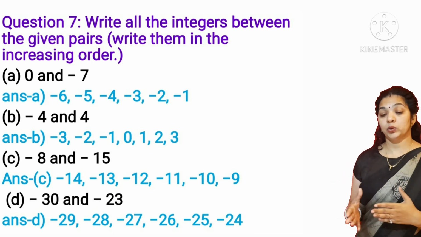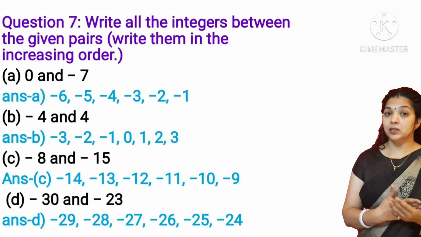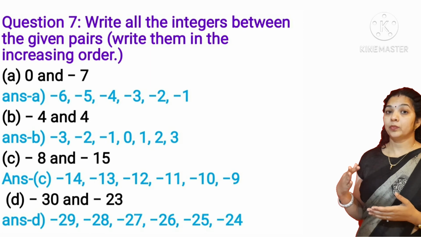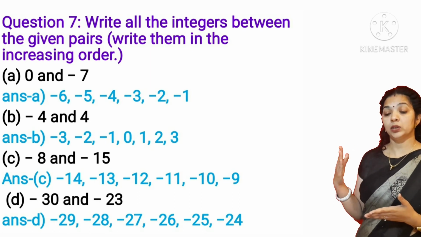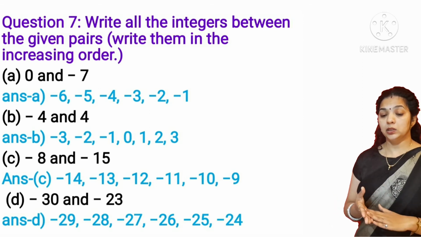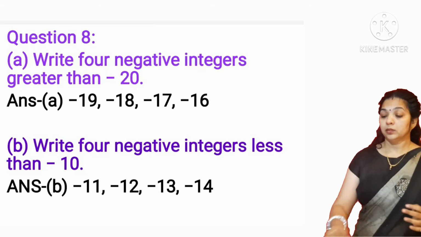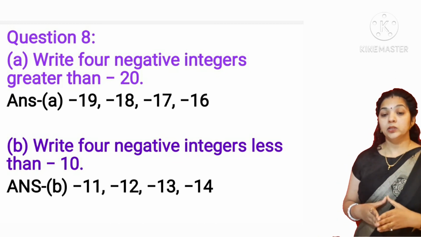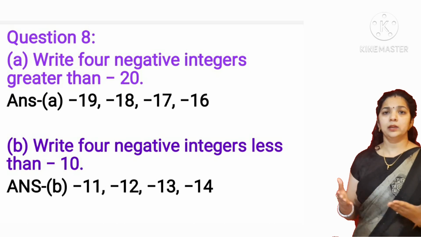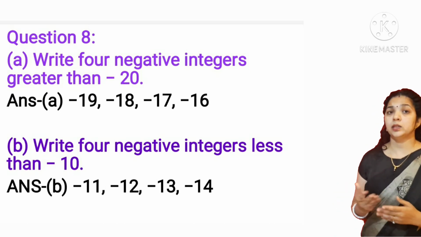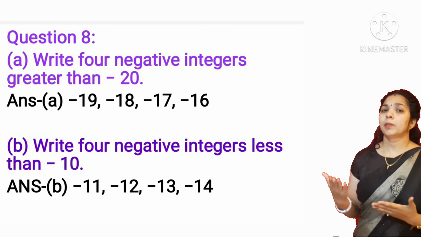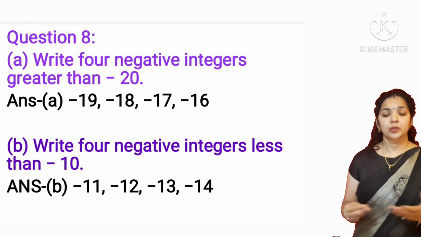Minus 30 and minus 23. If we start from minus 30: minus 29, minus 28, minus 27, minus 26, minus 25, minus 24. These are the numbers between minus 30 and minus 23. Next is write 4 negative integers greater than minus 20. There are many integers greater than minus 20, so you can write down minus 19, minus 18, minus 17, minus 16, and so on. So there are many.